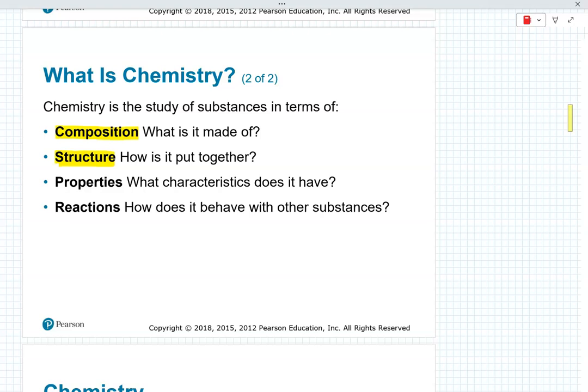Properties, characteristics. So we are going to talk about some physical characteristics, such as density, but in chemistry, of course, we are looking for the most part at chemical characteristics. In other words, how does it react with other substances? Okay? Questions? Good? Okay, let's move on.